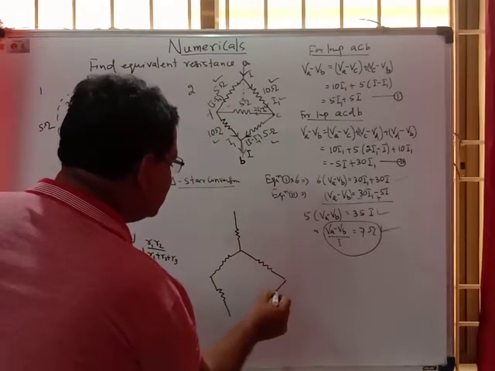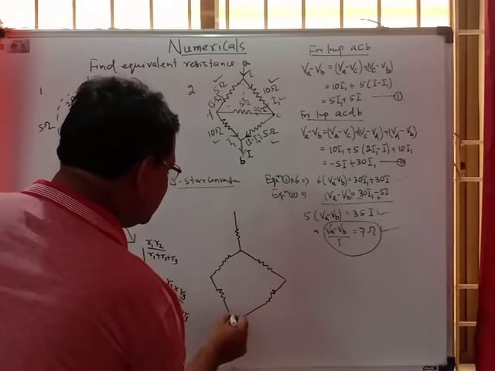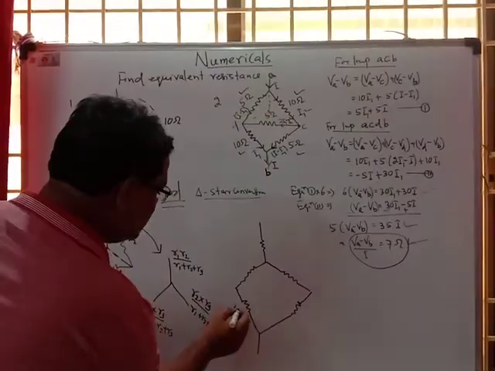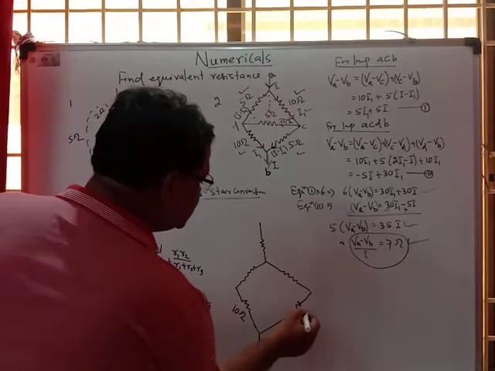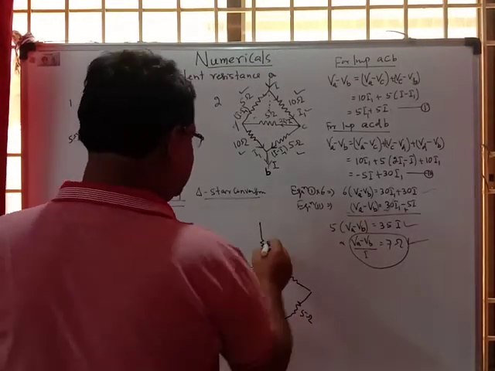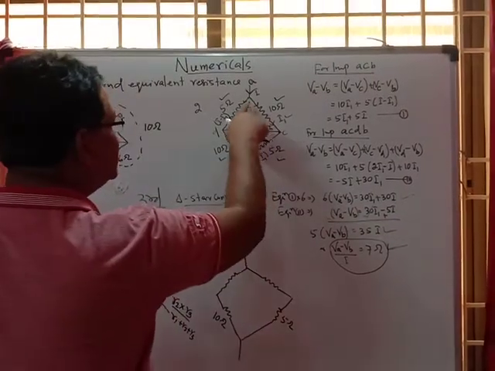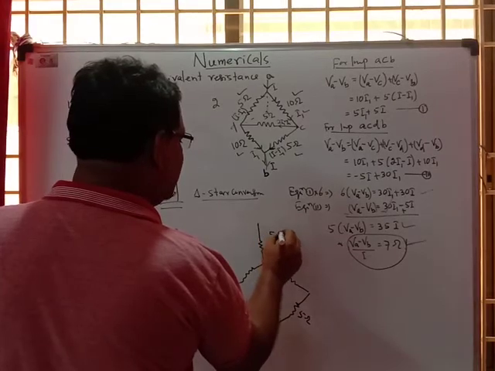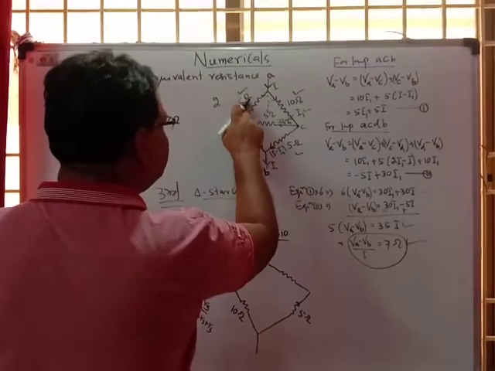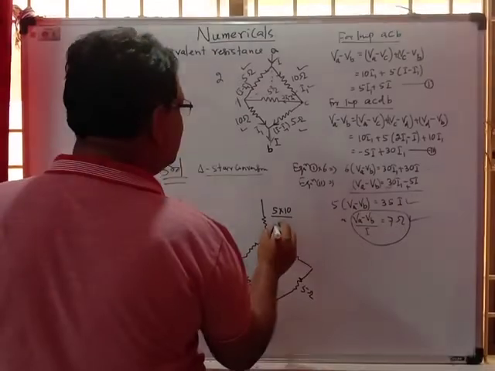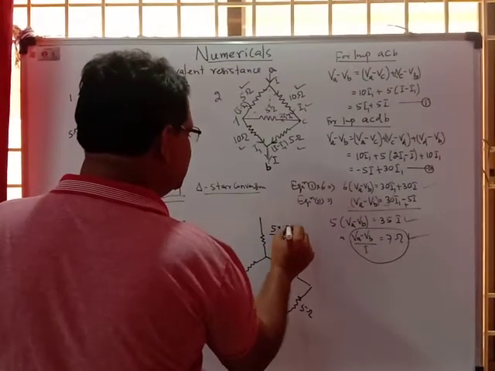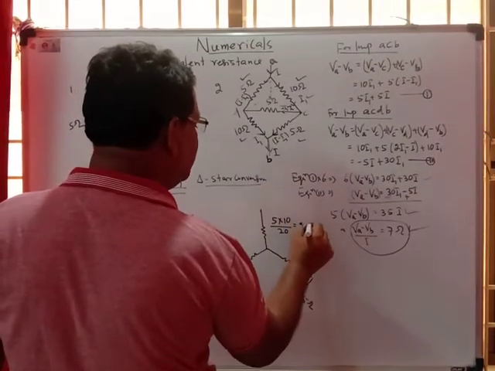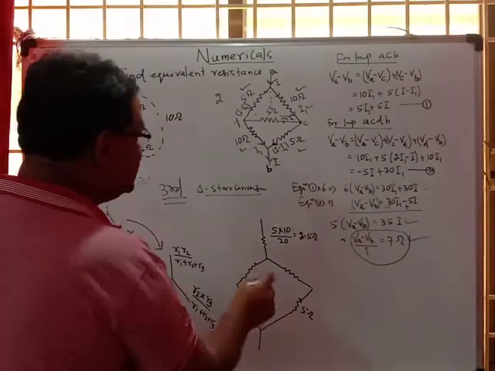So what will be this one? This was the 10 ohm, we are not changing it, and this was the 5 ohm. As per the rule, this will be 5 into 10 by 5 plus 10 plus 5, that is equal to 20. So that is equal to 2.5 ohm.